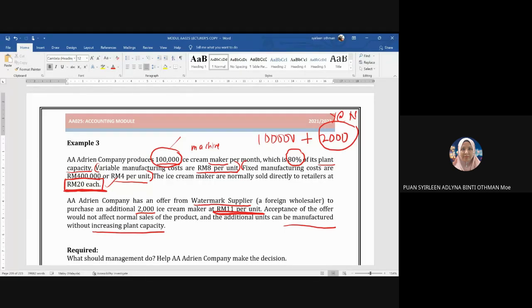sebelum kamu decide nak terima atau tidak, awak kena kira dulu the capacity. This is very important. Yang ini kita hanya buat untuk decision accept or reject sahaja. Make or buy tak ada, accept or reject saja. So I nak kena tentukan dulu, mampu tak syarikat saya atau kilang saya nak keluarkan sehingga 102,000 unit. Mampu atau tidak? So mampu atau tidak kita kena kira lah.